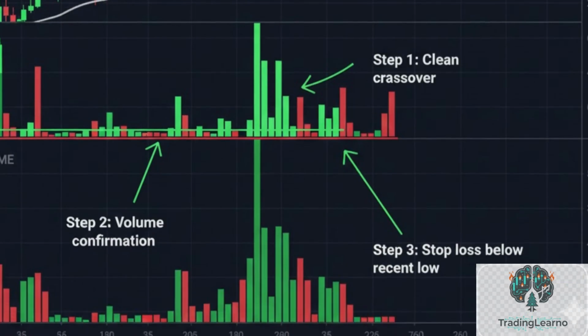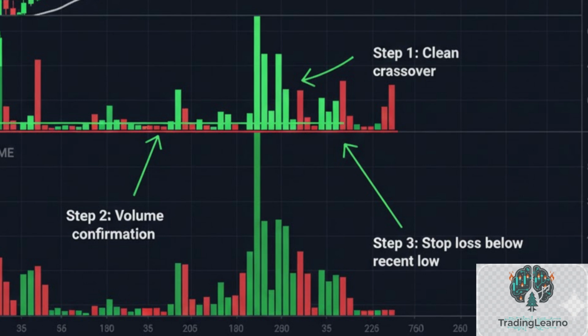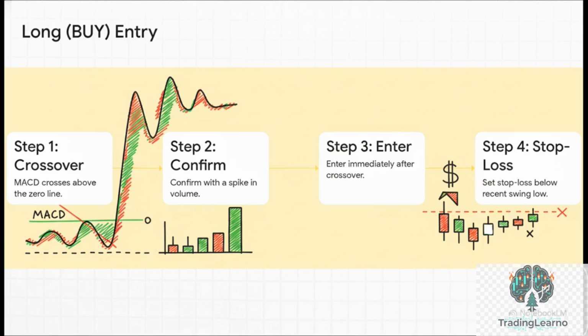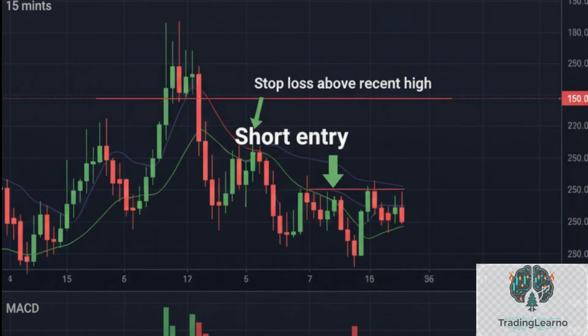Okay, for a long entry, a buy, the rules are crystal clear. First, you wait for that clean crossover from red to green. Second, and this is important, you look for confirmation. A spike in volume is perfect. It shows there's real power behind the move. Once you have both, you enter and you immediately place a protective stop loss just below the most recent price low.